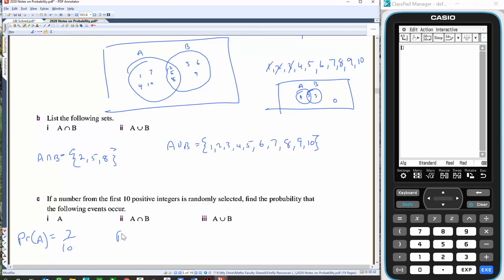A intersect B, so the probability of A intersect B is equal to, we've got 3 elements here out of 10. The union, probability of A or B, is equal to 10 out of 10, or equal to 1, i.e. it's guaranteed that you're going to get something in either A or B.